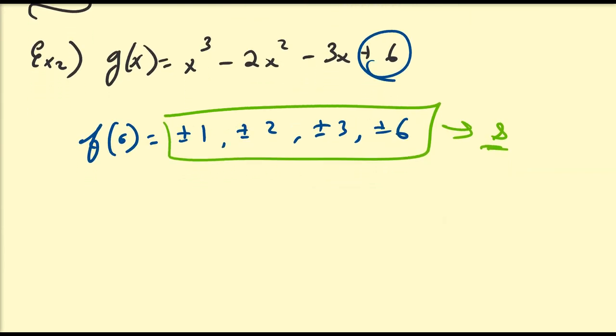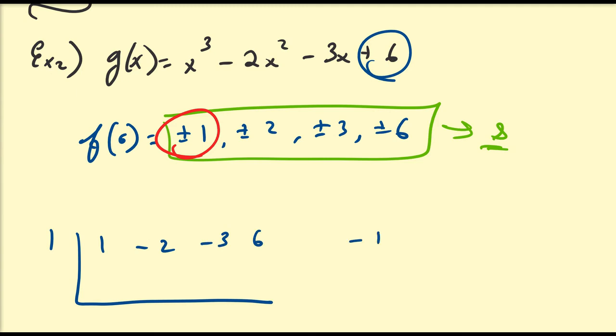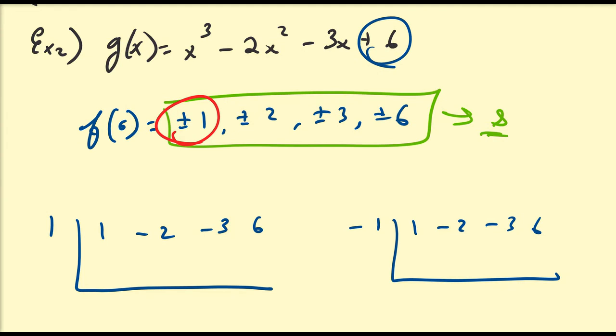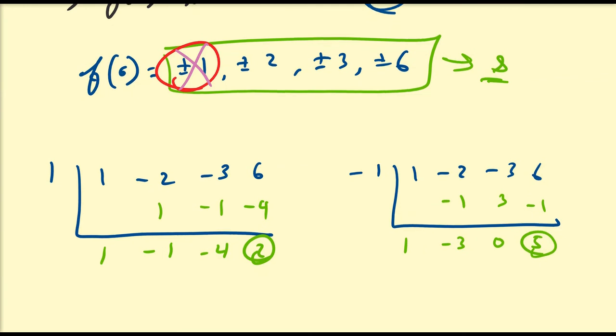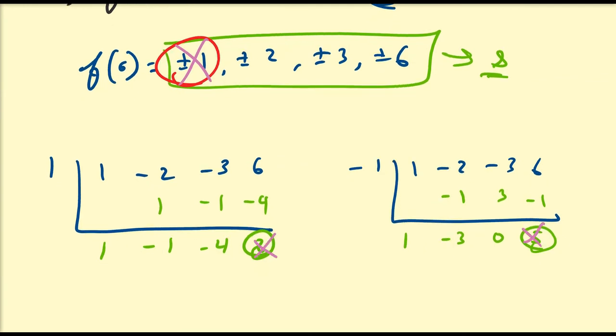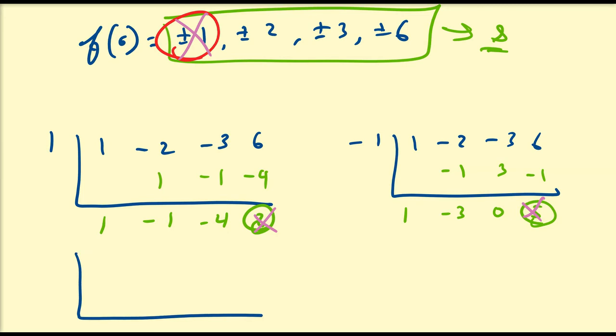Alright, so let's start with the easiest ones, plus or minus 1. So I'm going to do 1, so 1 minus 2 minus 3, 6, and minus 1. 1 minus 2 minus 3, and 6. So this is going to give me what? So 1, 1, minus 1, minus 1, minus 4, and 2. Let's see, 1, minus 1, minus 3, 3, 0, minus 1, 5. All right, so we've tested 1 and negative 1, and neither of them work. So let's move on to 2 and negative 2.